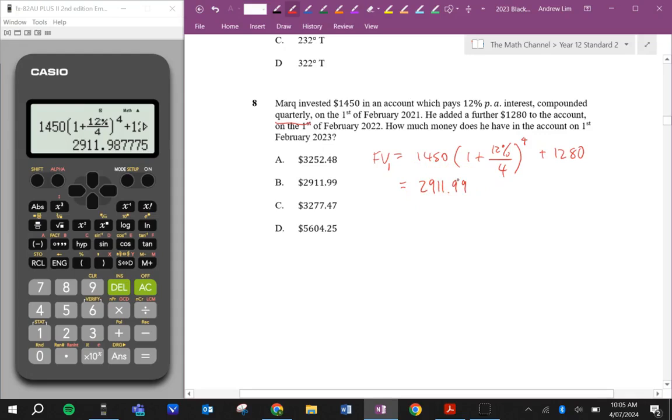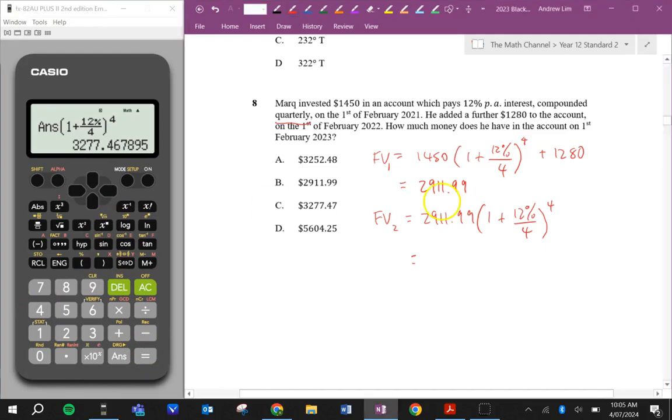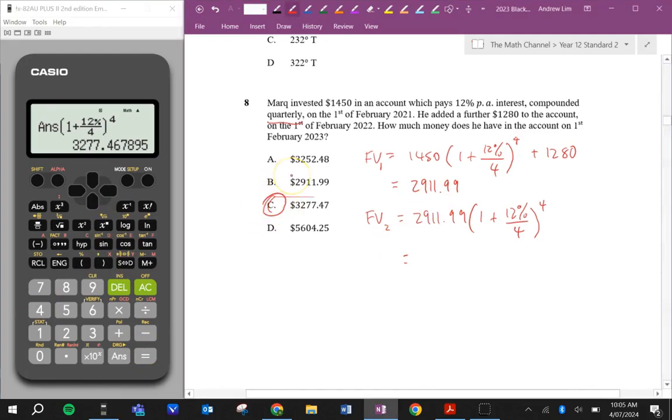How much money does he have in the account on 1st of February 2023? So at the end of the second year, we've got this amount, and that's being compounded at 12% quarterly for 4 quarters or 1 year, 1 more year. So answer times 1 plus 12% over 4 to the power of 4, which is 3277.47. C.